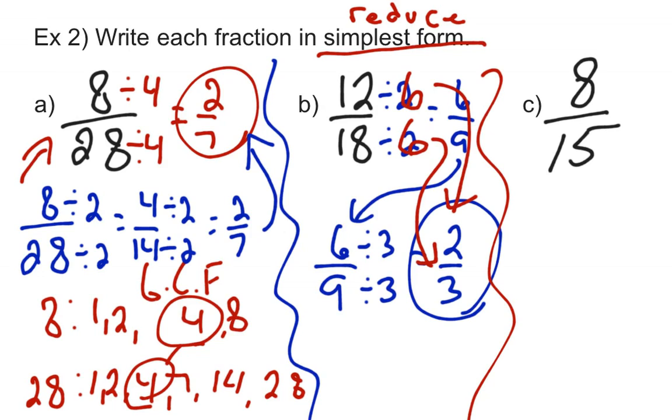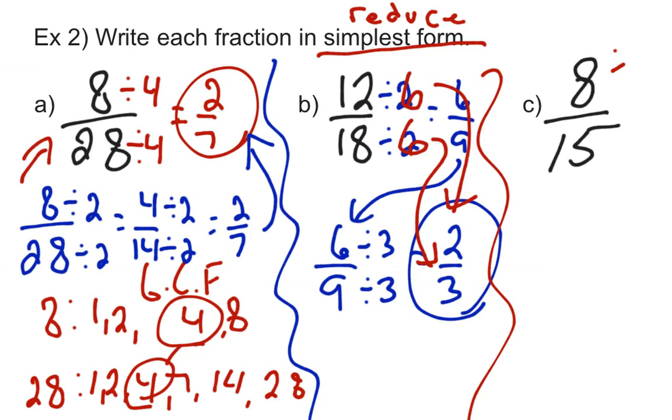Okay, last one here, 8/15. If we do 8/15, you're trying to think, well, what can go into both 8 and 15? Well, I know 8 can be divided by 2, but 15 can't be divided by 2 because it isn't even. So you can't do that. I know 8 can be divided by 4, but 15 can't be divided by 4. I know 8 can be divided by 8, but I can't do 15 divided by 8.